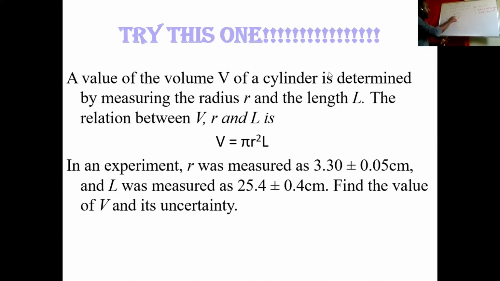All right, so we take down the 2 from the R, so it becomes 2 here, and we find the uncertainty in R over R plus the uncertainty in L over L. The aim here is to find the uncertainty in V. So the uncertainty in V would be the value of V, which is 868.54, equals 2 times the uncertainty in R, which is 0.05 over the value of R, which is 3.30, plus the uncertainty in L, which is 0.4 over the value of L, which is 25.4.